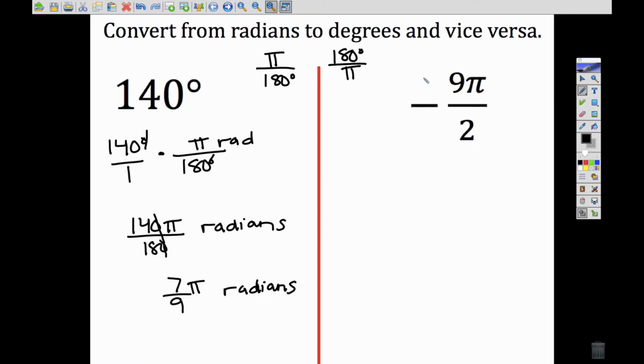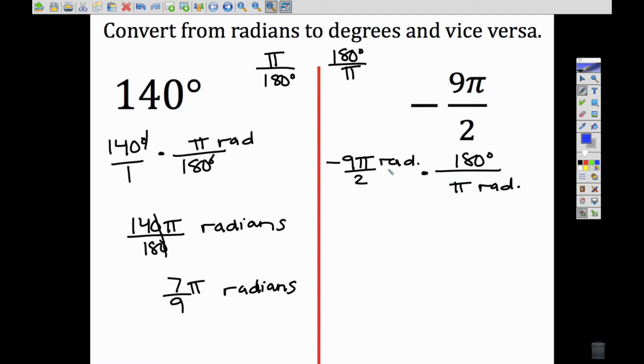Now going the other way, if I have negative 9 pi over 2 radians, and by the way, it's radians if it doesn't say degrees. That's just the assumption that we make. So I have negative 9 pi over 2 radians. In this case, I want radians to cancel out. So I'm going to put pi radians in the denominator, and then I'm going to put 180 degrees up top, and I'm going to multiply these two numbers together.